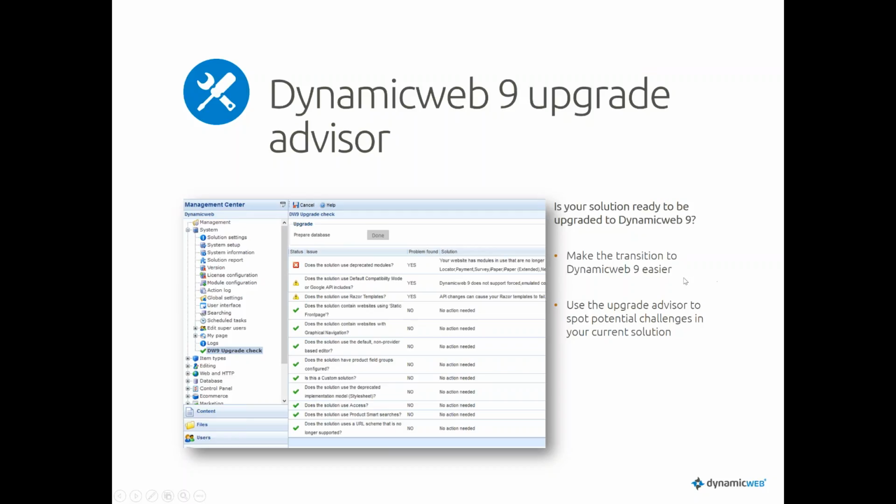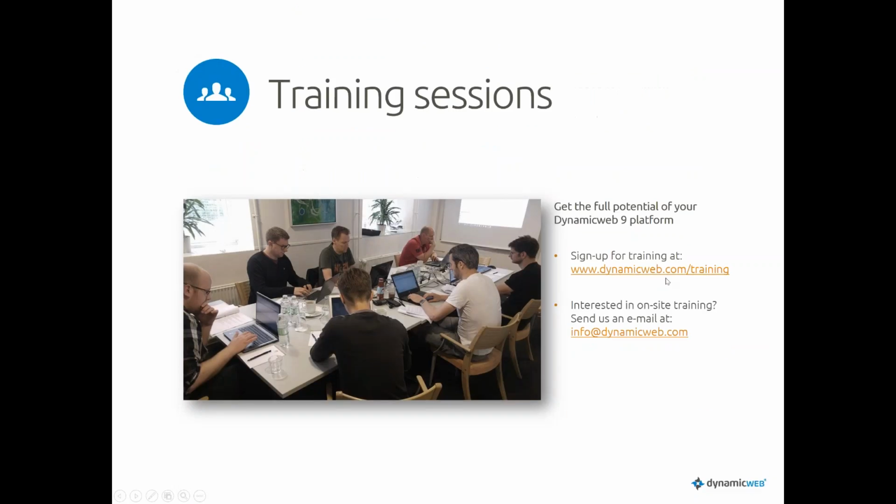You should of course talk to your partner about how to do this. We also have a number of training sessions available where you can get a course in how to use Dynamicweb 9 and the entire platform. We have different courses that you can find on the training page on our website, and you can also sign up there. We have editor courses aimed only at the content and marketing part, and we also have e-commerce specific training courses. If you're interested in on-site training, you can also send us an email, and we can arrange for someone to come to your company and do a specific training that is targeted at your needs.